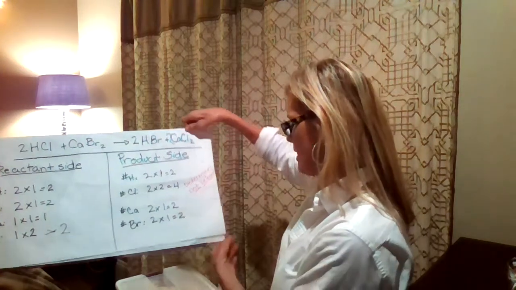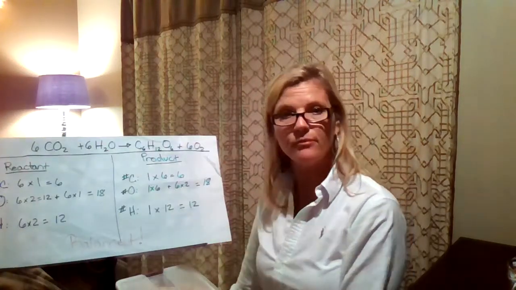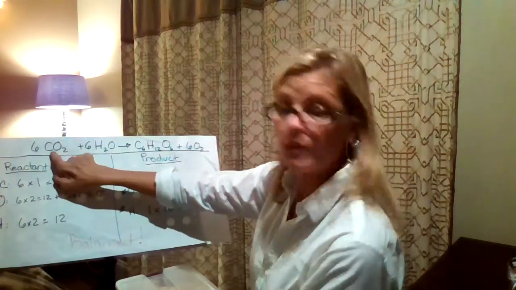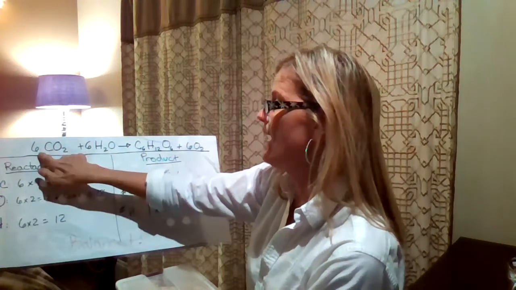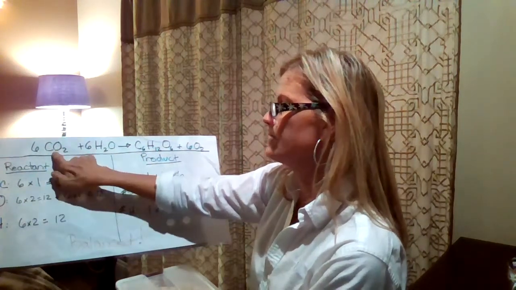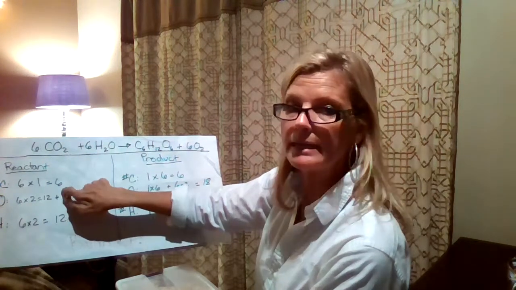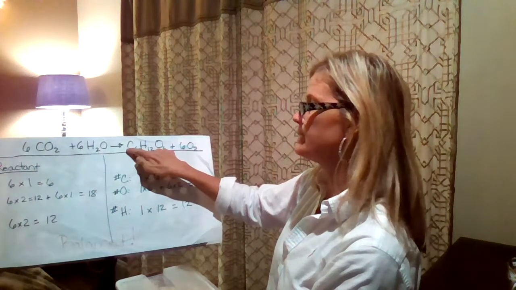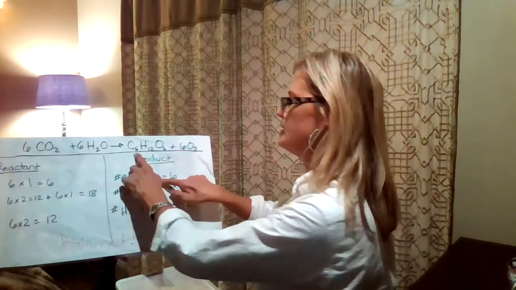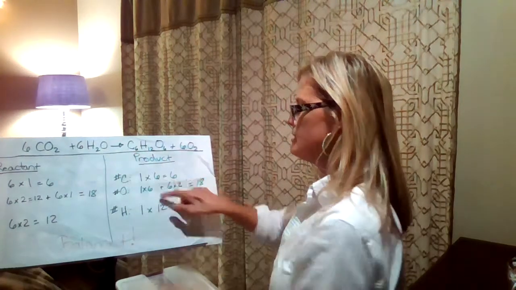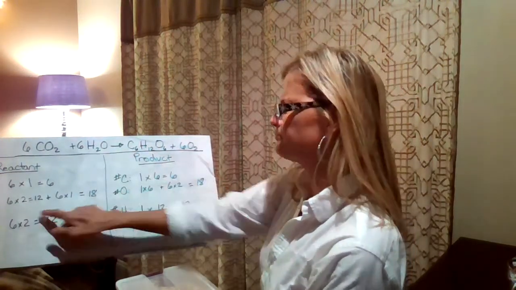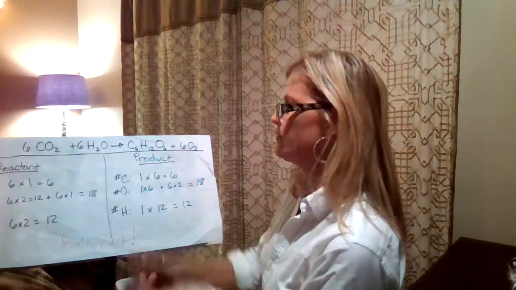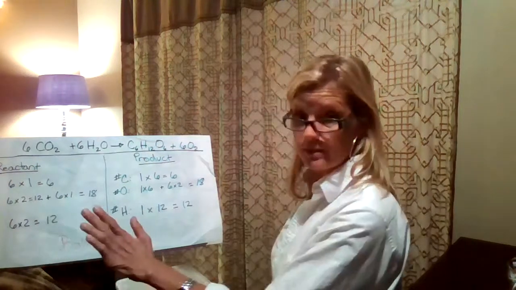We're going to continue on now, and this will be my last example before I let you get started on your own. We look at our carbons. We're going to look to the left. We have a 6. No subscript. Times 1 equals 6. Let's move to the product. We have 1 carbon, there isn't anything in front of it, times 6 equals 6. The carbons are balanced. Let's look at our oxygens because we have more than a couple of different molecules with oxygens in them. So watch how we do this part.